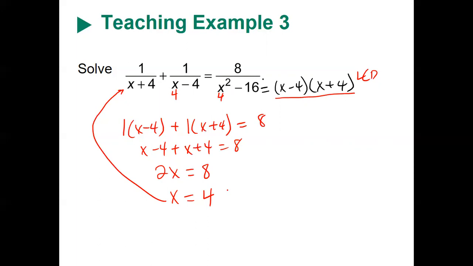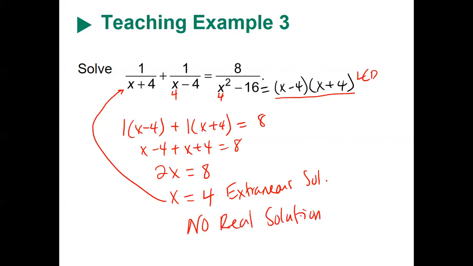So that means that this is what we call an extraneous solution. It works out mathematically, but it's not a real solution. So that means for this problem, there's no real solution. There's an extraneous, but there's no real.